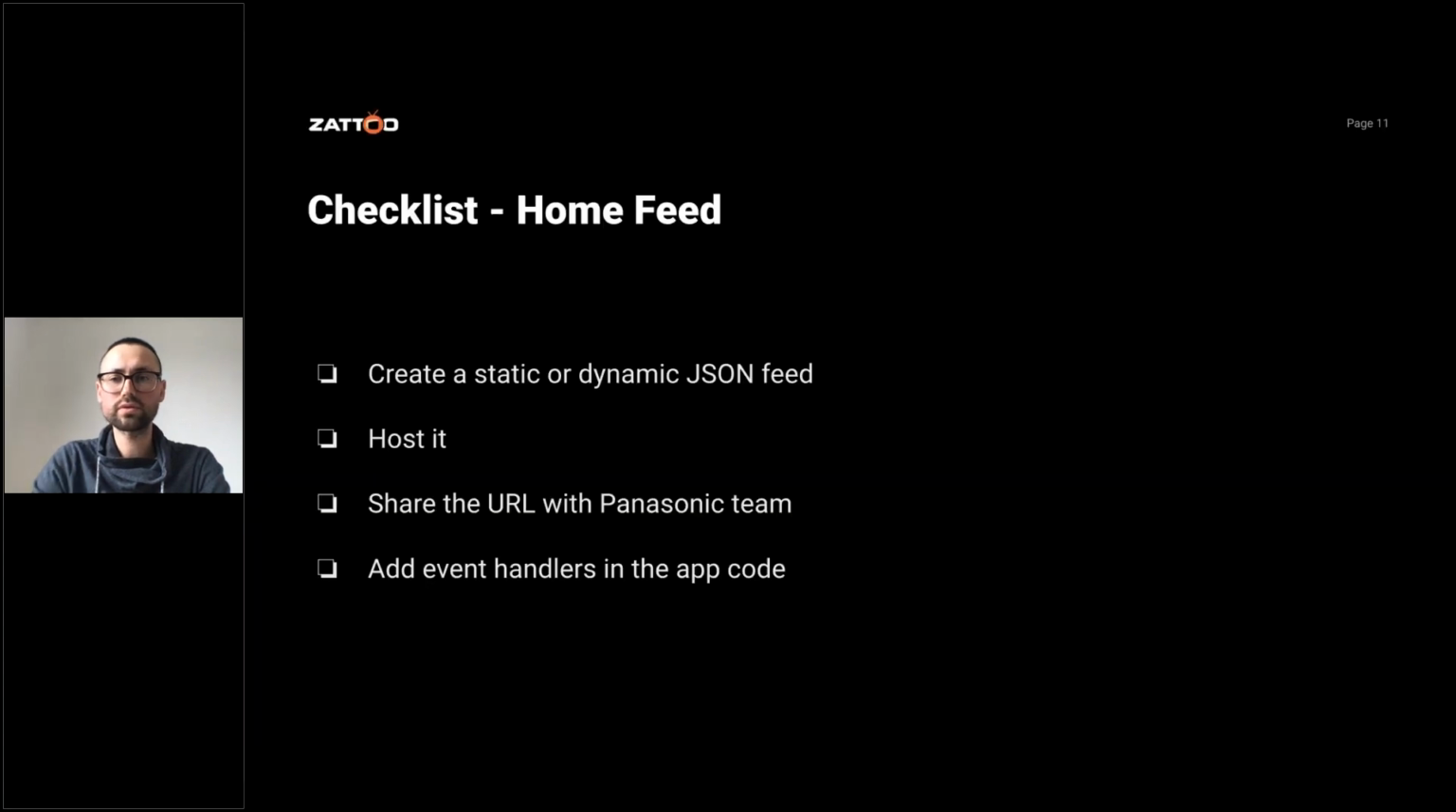In order to do this, you have to create a static or dynamic JSON file. Then it should be hosted. The URL should be shared with the Panasonic team. And then inside your app, you need to add specific event handlers where you're going to decide what to do whenever a certain deep link is requested from the home screen.